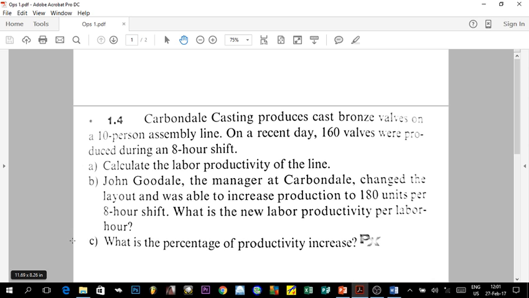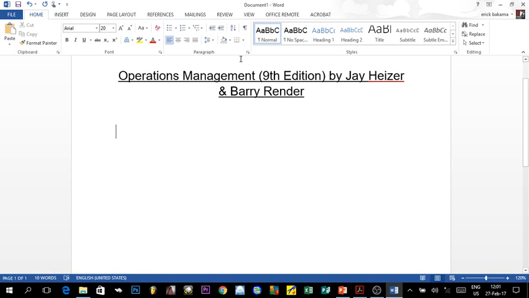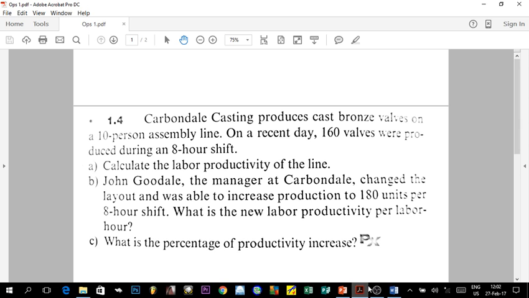They are saying that Carbondale Casting produces cast bronze valves on a 10-person assembly line. On a recent day, 160 valves were produced during an 8-hour shift. The first question is to calculate the labor productivity of the line. As I said, it's Operations Management, 9th edition, by Heizer and Render. What we are going to do first is identify the data that we have. They say that there are 10 persons working on an assembly line, and there is an output of 160 valves that were produced during an 8-hour shift.